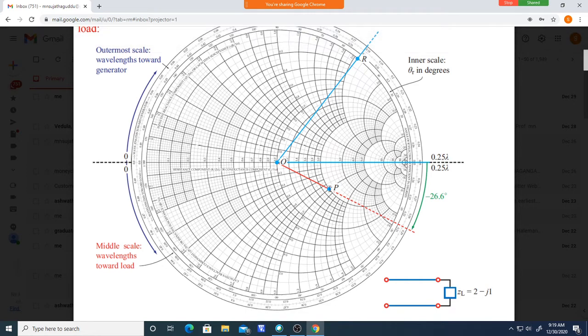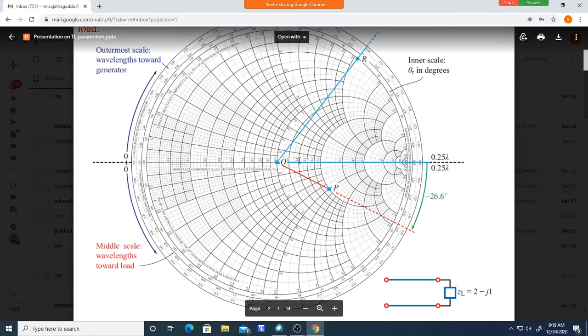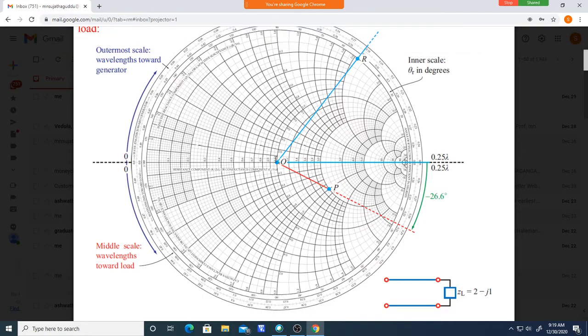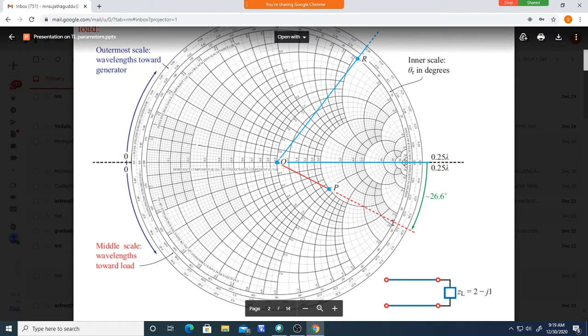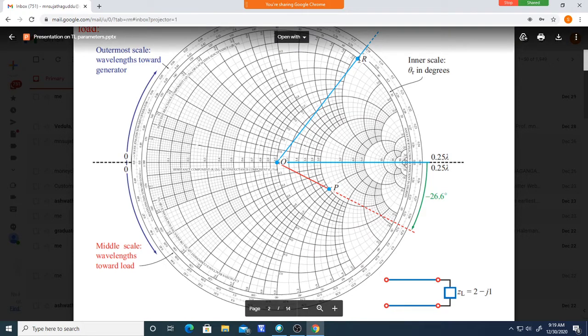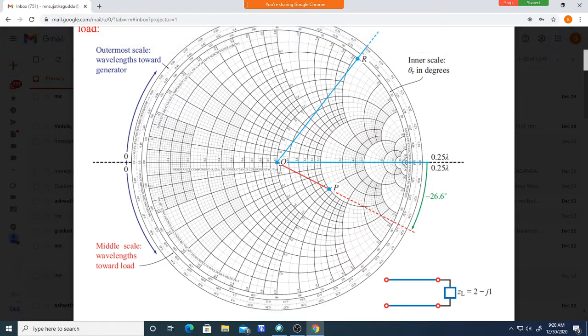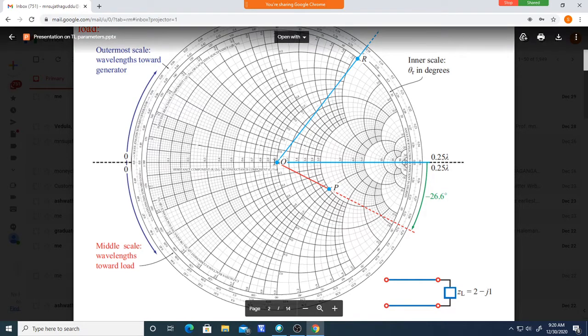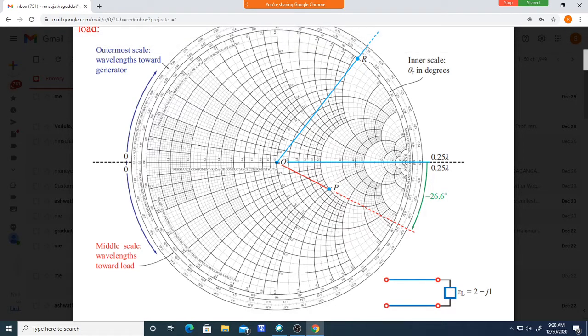Okay. So now to find the reflection coefficient, we should measure the distance from the center of the Smith chart, using a scale, to the outermost point. How many centimeters are there from here to here? That is the same as here to here, OR. Next, you measure again using the scale, to find the magnitude of the reflection coefficient, how many centimeters from here to here. We measure that, that is OP, and this is OR.